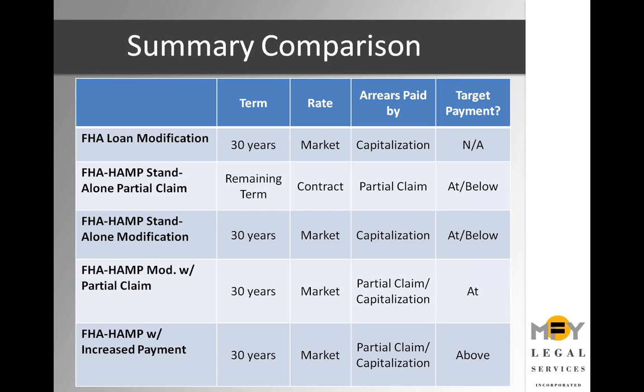And then there's FHA HAMP with an increased payment: 30 years, market rate, arrears paid through a combination of partial claim and capitalization. The payment is always going to be above the target payment because we've modified the mortgage to the extent that FHA rules will allow, and we're just looking for affordability, not necessarily target affordability.